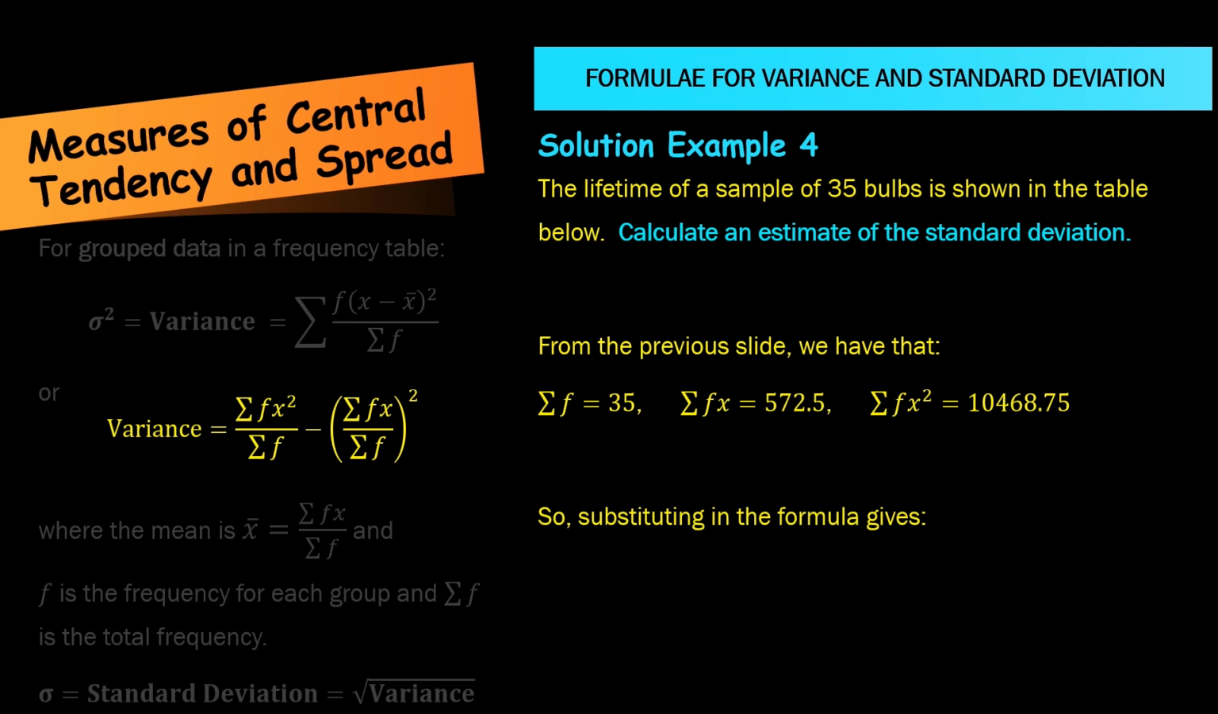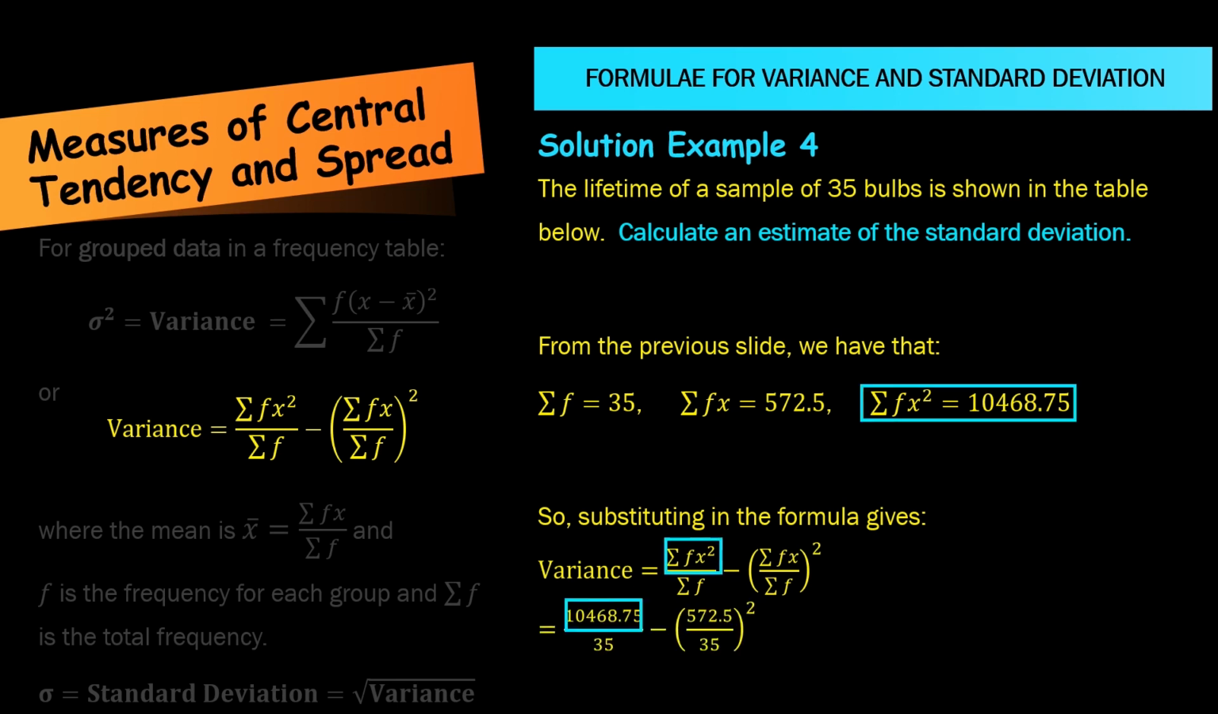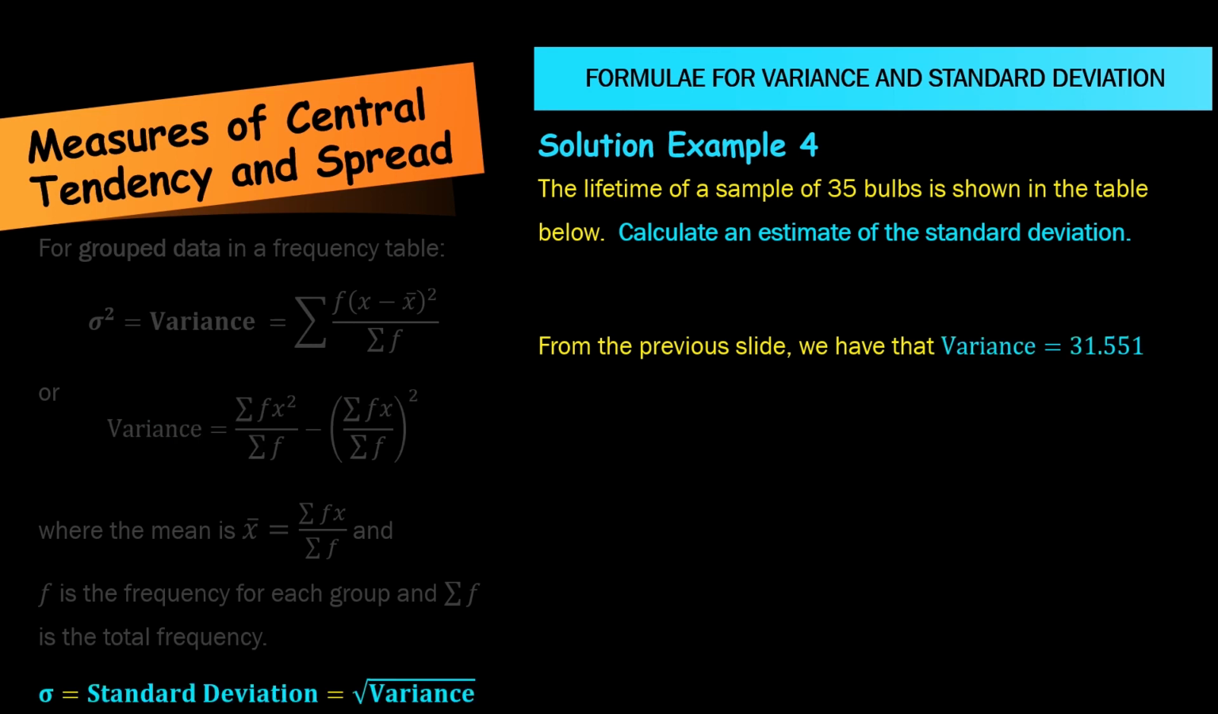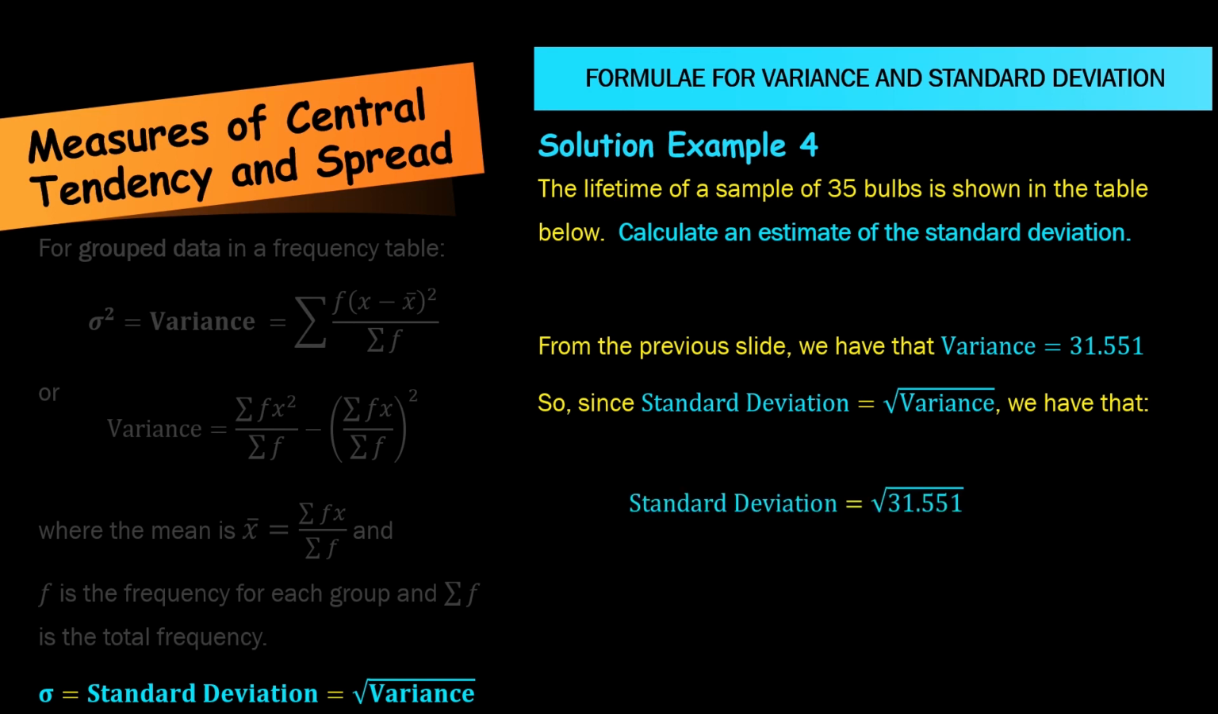We can now substitute each of these into the formula as shown to give 31.551. So we have that the variance is equal to 31.551. And of course, since standard deviation equals the square root of variance, we have that the standard deviation is equal to 5.61 hours.